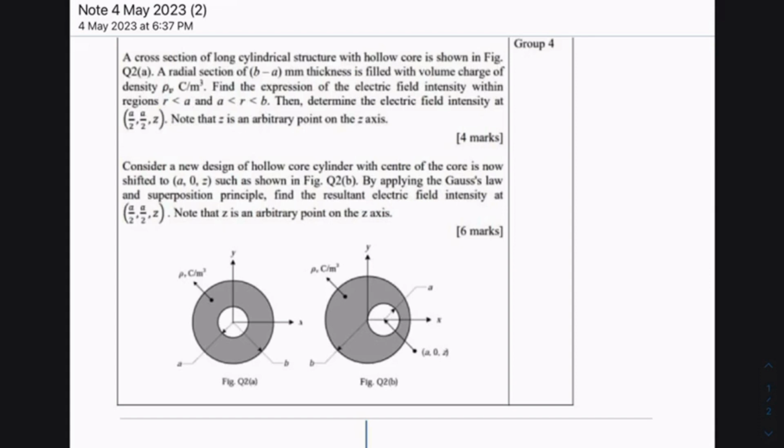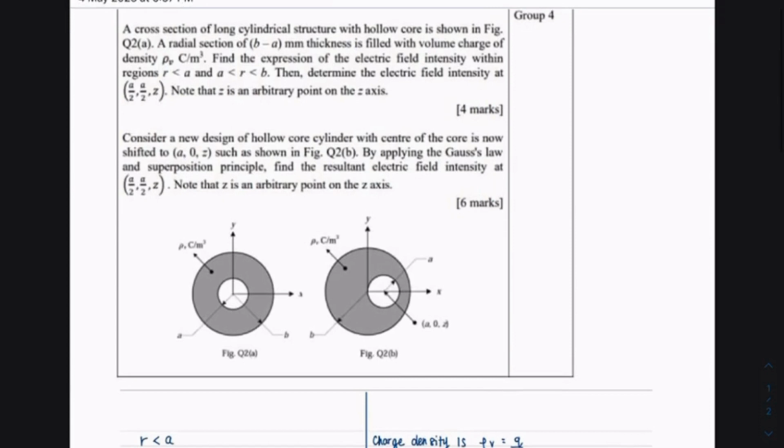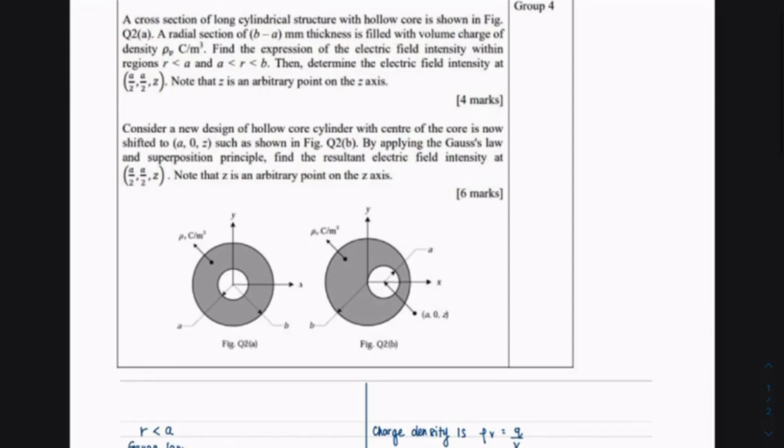So the first question is: a cross-section of a long cylindrical structure with a hollow core is shown in figure Q2A. A radial section of B minus A mm thickness is filled with volume charge of rho V coulomb over meter cube. Find the expression of electric field intensity within regions R less than A and R between A and B. Then determine the electric field intensity at the given point. Note that Z is an arbitrary point on the z-axis.